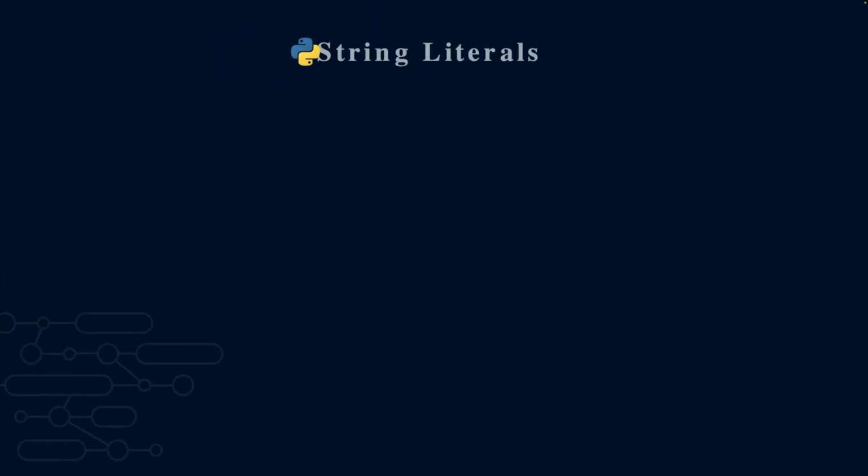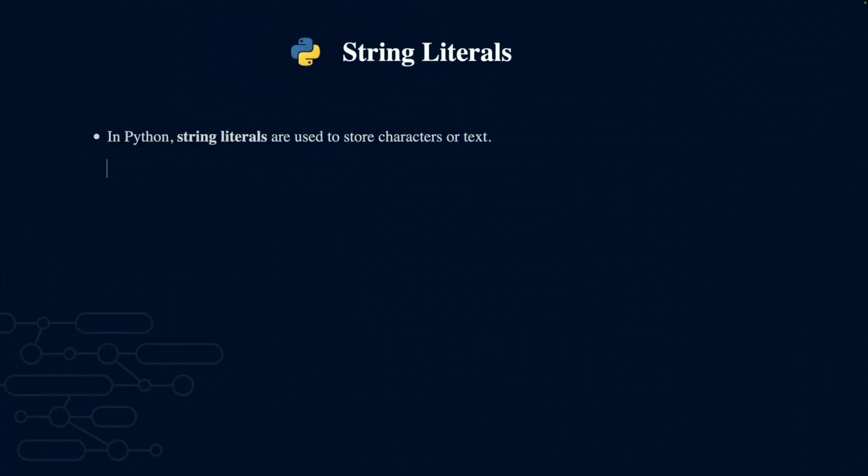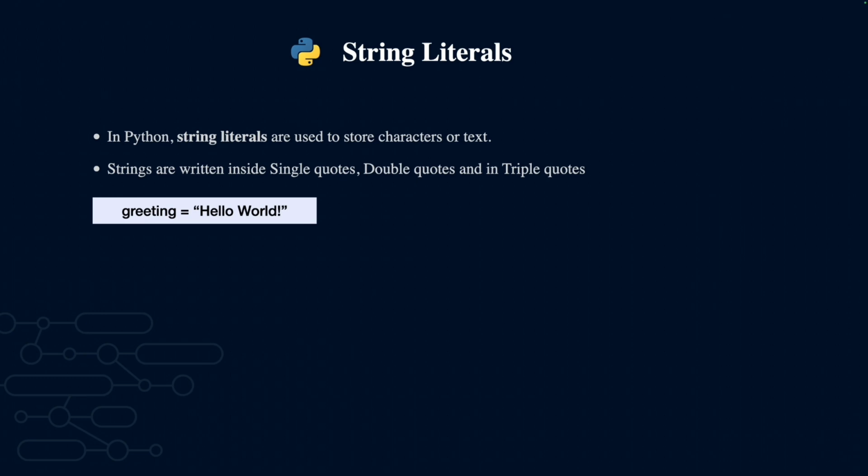Let's now talk about string literals, which store characters or text in Python. Strings are always written inside quotes, single quotes, double quotes, or even triple quotes for multi-line strings. For example, if we write greeting = "hello, world", here "hello, world" is a string literal that is being assigned to the greeting variable.